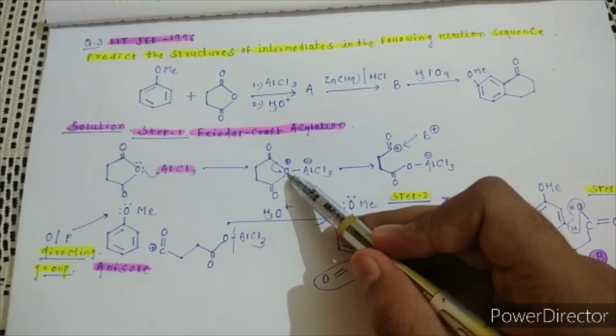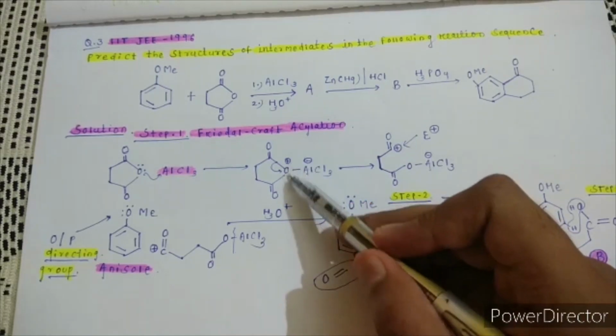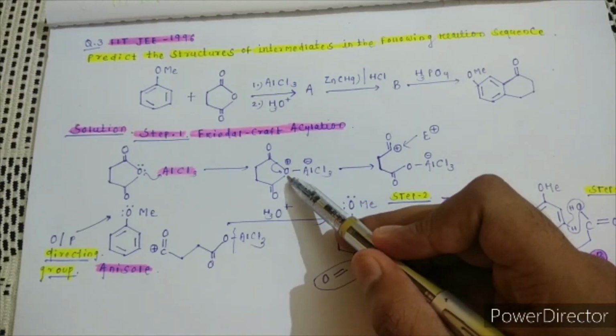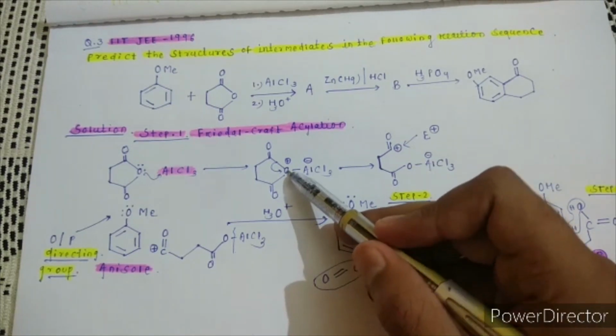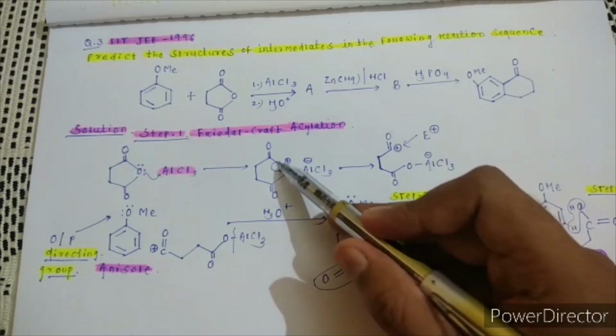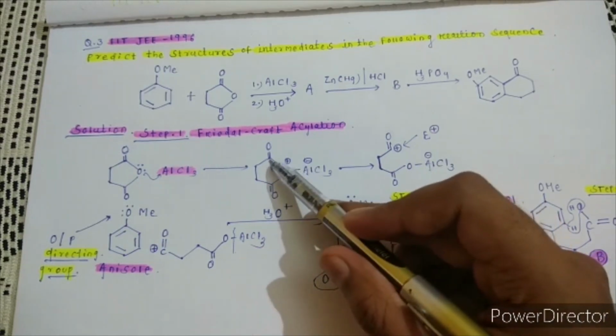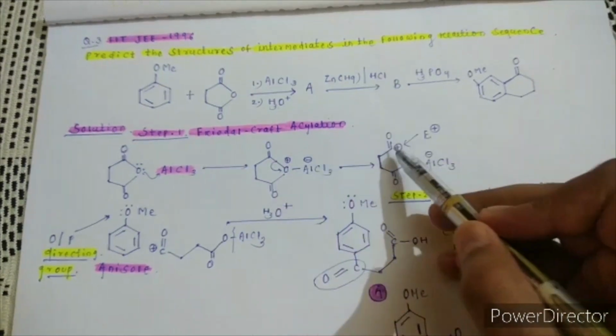Now you look, oxygen carries a positive charge. Oxygen is always electronegative, so there will be no positive charge over oxygen. If oxygen is suffering from electron deficiency, it will try to pull the electrons toward itself. As a result, this bond is completely shifted over oxygen, and when this bond is completely shifted over oxygen, there will be a positive sign over the carbon.